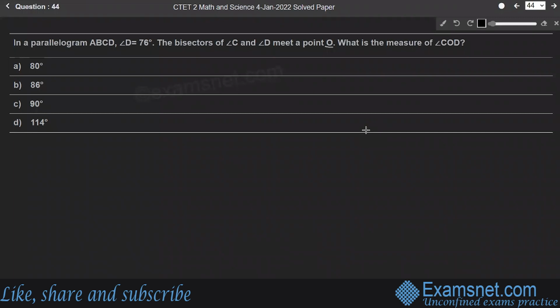Question number 44. In a parallelogram ABCD, angle D is 76 degrees. The bisectors of angle C and angle D meet at a point O. What is the measure of angle COD? Consider a parallelogram ABCD. Let us draw a parallelogram ABCD where angle D is equal to 76 degrees.